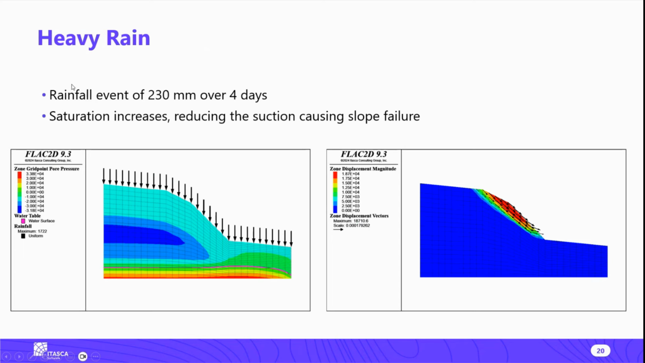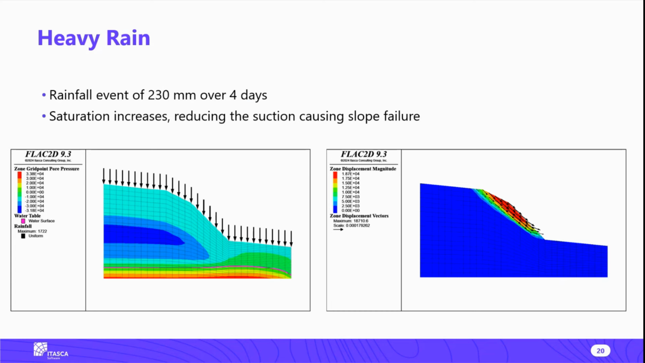Then what we do is we simulate a heavy rainfall event. So now it's 230 millimeters over 4 days. I think this is based on a real life example. So you can see I've increased the size of the arrows here just to show you what's happening. These arrows should actually be much bigger compared to the previous arrows, because this is a significant increase in the discharge that we're applying to the top surface here.